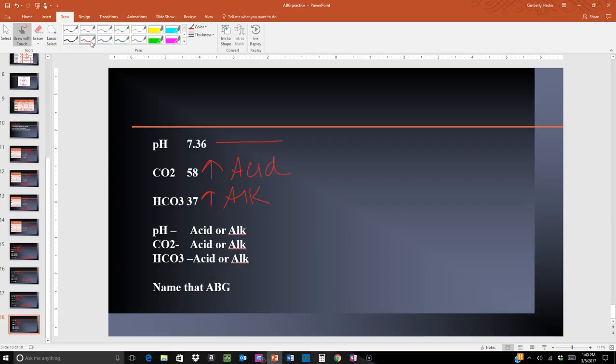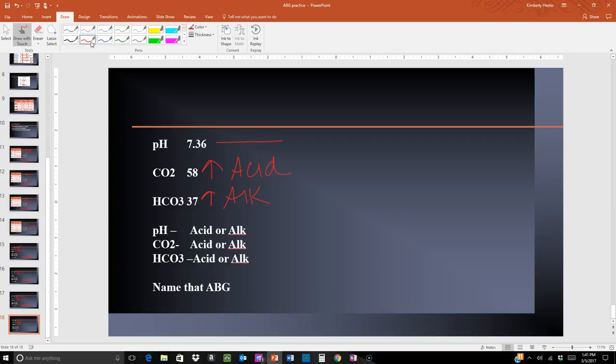We have a normalized pH. Well, this is what your body always works to try to accomplish, is normalizing that pH, because otherwise your cells and your organs can't function properly, right? So this is what compensated looks like. This is still an abnormal ABG. So what is happening here?